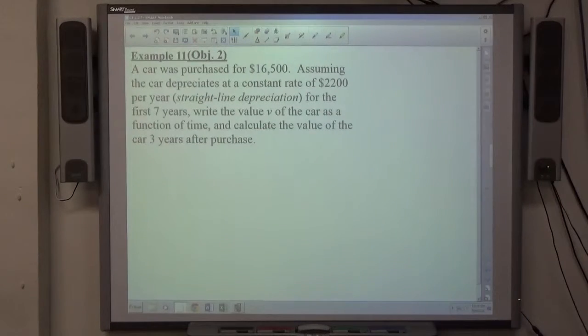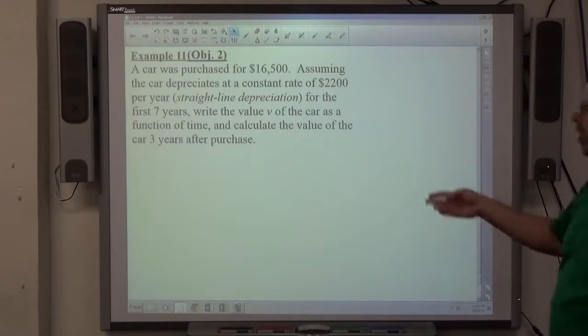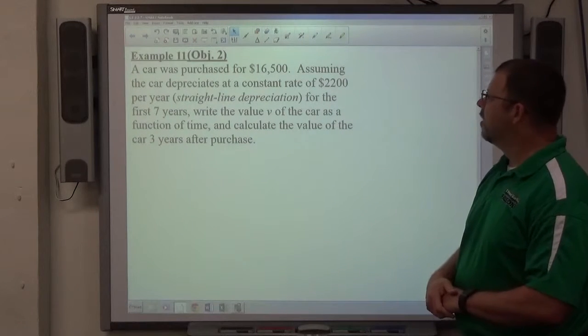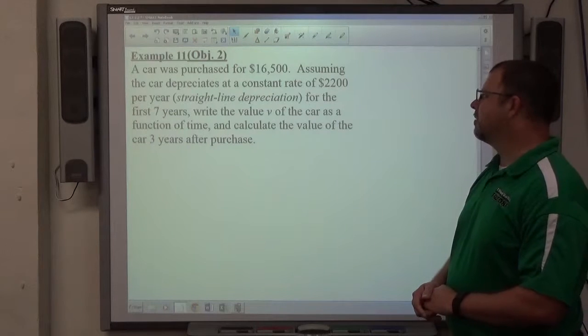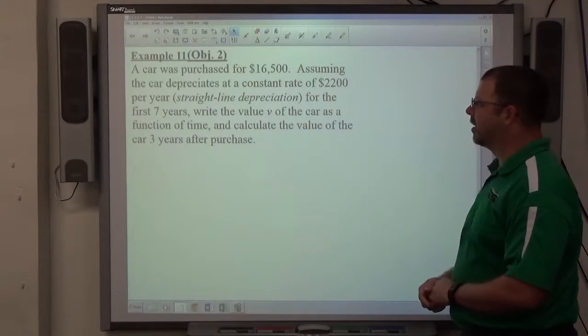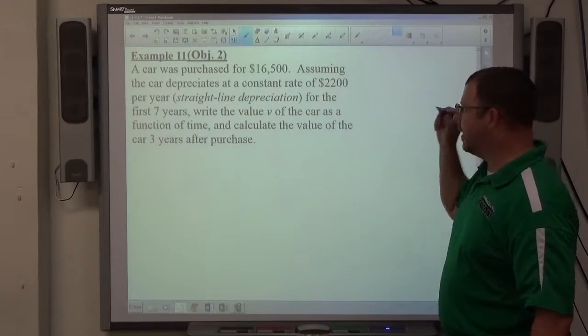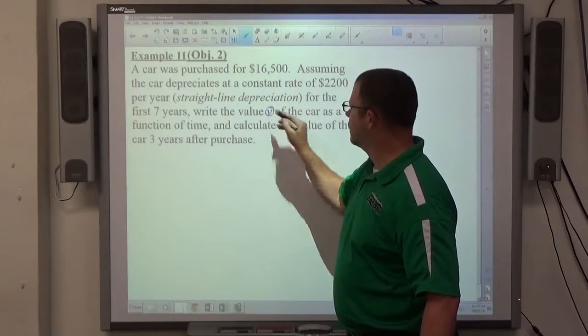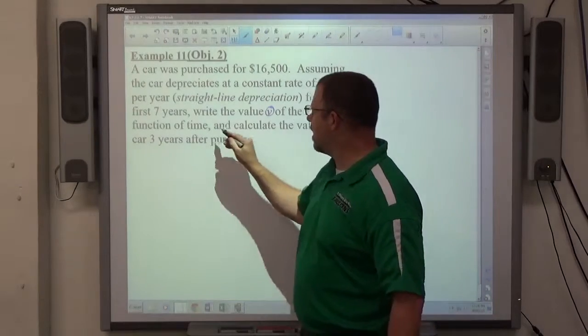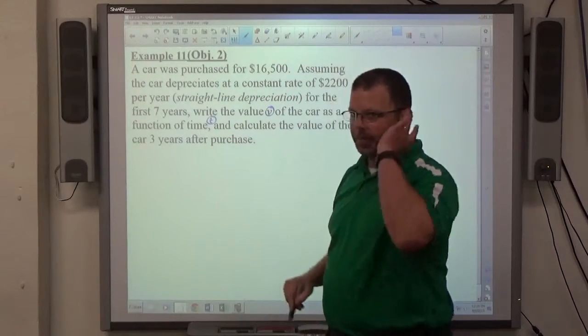Okay, example 11. A car was purchased for $16,500. Assuming the car depreciates at a constant rate of $2,200 every year, which is called straight line depreciation, for the first 7 years, write the value V of the car as a function of time and calculate the value of the car 3 years after purchase. So, they want V to represent the value of the car as a function of time, and we usually use the letter T to represent time.